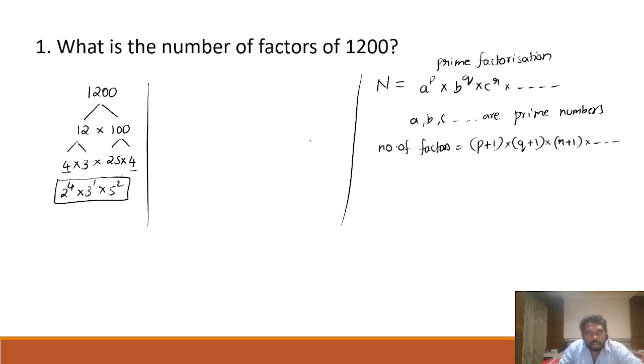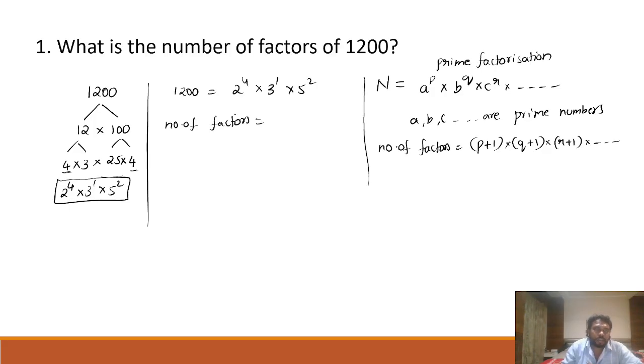1200 is equal to 2 power 4 into 3 power 1 into 5 square. Now, to find the number of factors, you take the powers of these prime numbers and add 1 to each. Power of 2 is 4, so 4 plus 1, multiplied by power of 3 is 1, so 1 plus 1, multiplied by power of 5 is 2, so 2 plus 1. So 5 times 2 times 3. 5 times 2 is 10, 10 times 3 is 30. So the number of factors is 30.